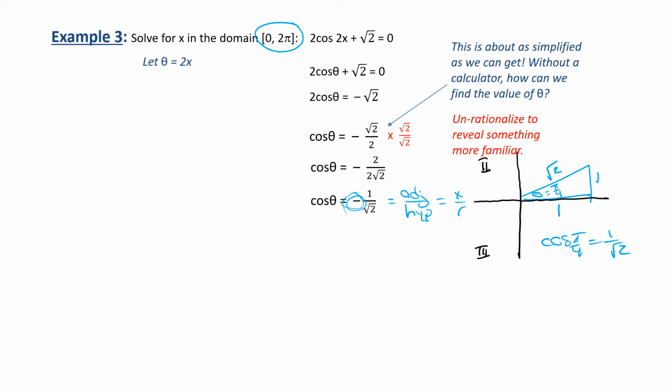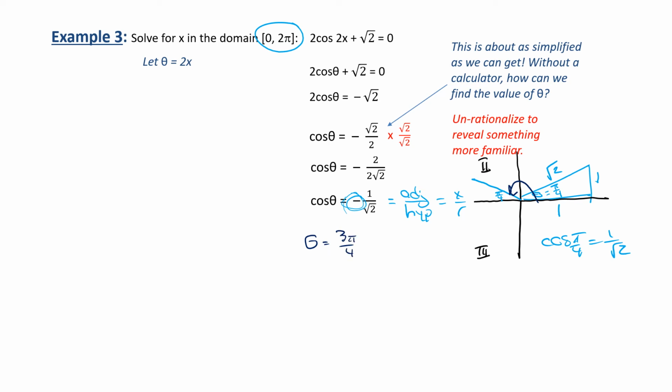So I take my angle, which is pi over 4. I put it in quadrant 2. There's pi over 4 there in quadrant 2. Now what's this rotation? What would that rotation be? That would be 3 pi over 4. So my first one I got is theta is 3 pi over 4.